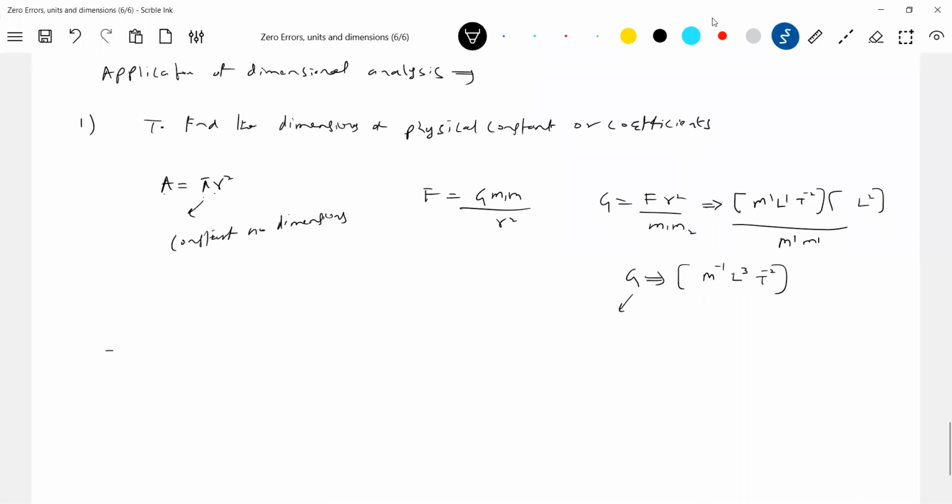Okay, one more: viscous drag, since you are aware. 6 pi eta R V. This 6 pi is a very good example I picked up. This is a constant with no dimensions. And what about this eta? This is a dimensional constant.